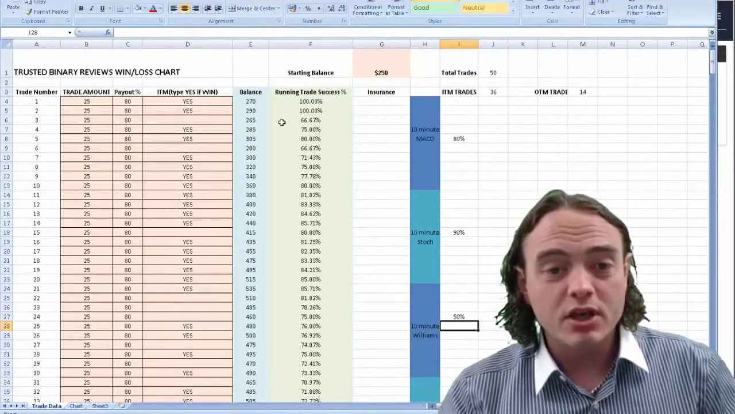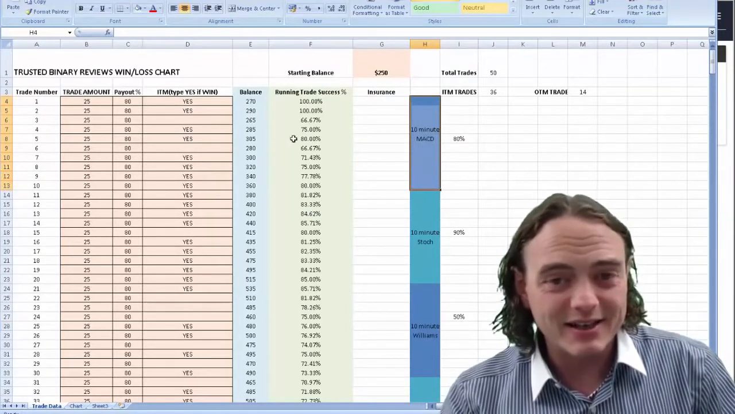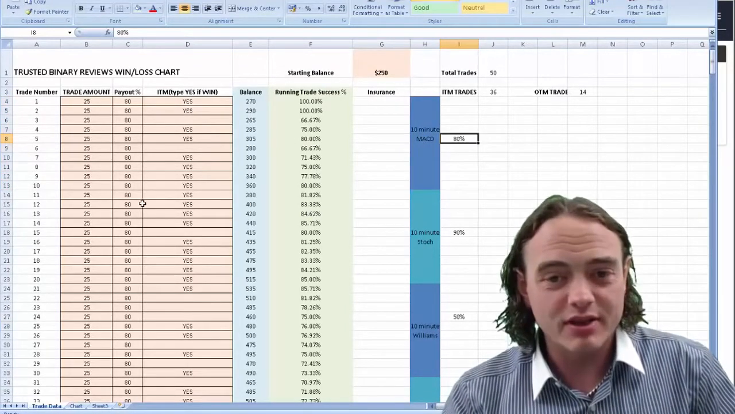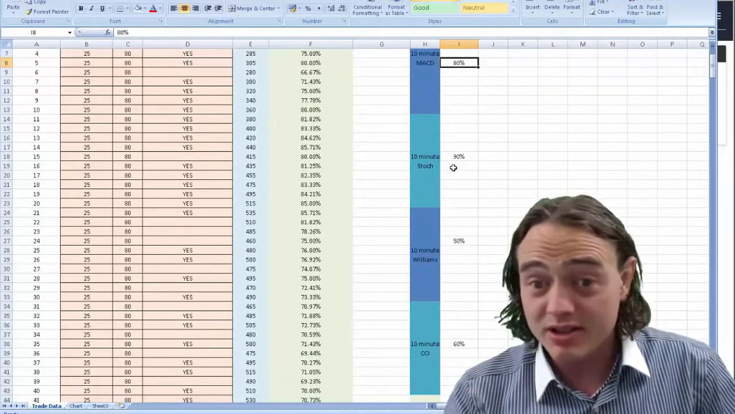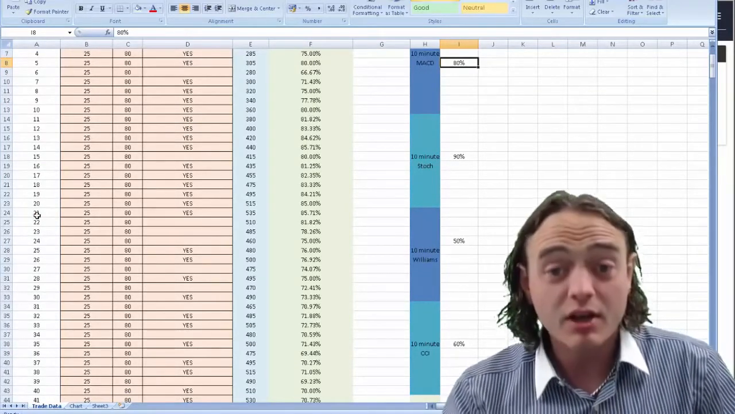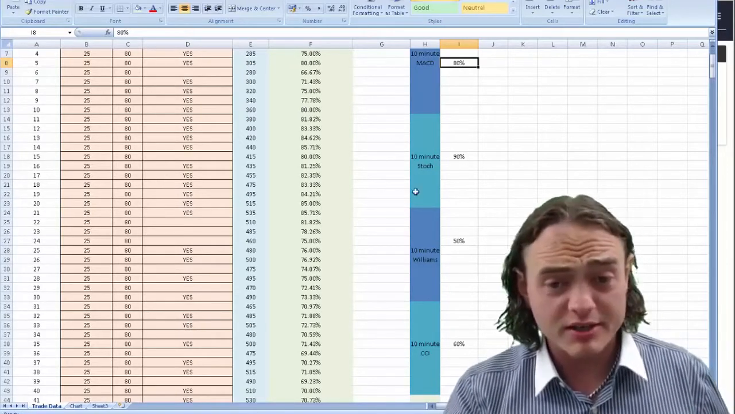Okay, so here was my original 10 trades using the MACD indicator. That came out at an 80% success rate. Now the next batch I did with the stochastic indicator, that came out at 90%, which is very good. Admittedly, there's only 10 trades, so it's a fairly small sample size.